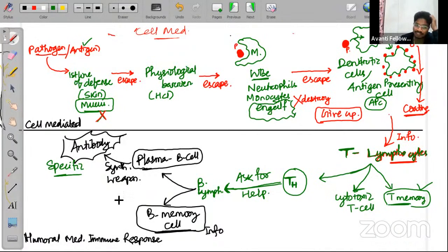So this process, starting from the T lymphocyte up to the B lymphocyte, is called the humoral mediated immune response, where antibody is involved. That is your humoral mediated immune response, and the previous one is your cell mediated immune response. Once again I am repeating: the pathogen came, the physical barrier worked, it lost; the physiological barrier worked, it lost.